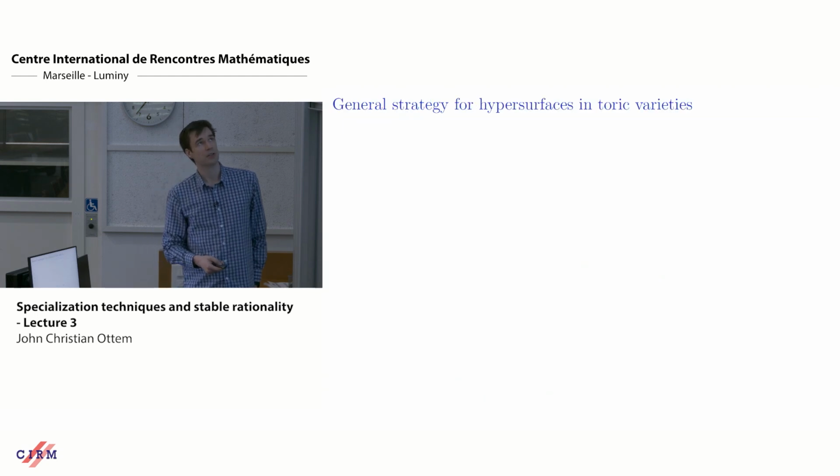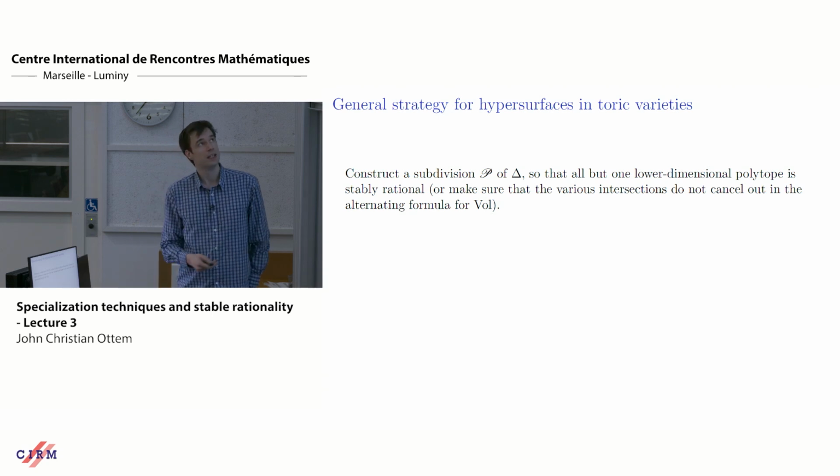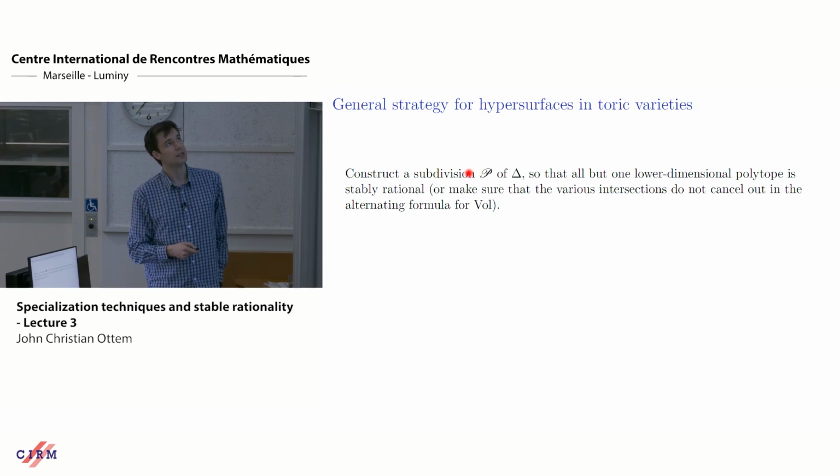So here's a general strategy. We take a subdivision of our polytope. So we're really interested in some toric variety and some hypersurface in the toric variety. And then we try to find some subdivision of the polytope so that all but one lower dimensional polytope is stably rational.